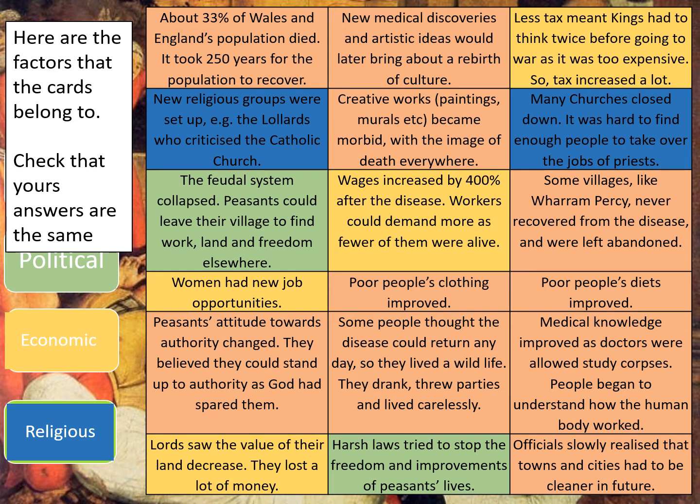Here are the factors that the cards belong to. Check your answers are the same as shown here on the board. Everything shown in orange is a social factor. Everything shown in green is a political factor. Everything shown in yellow is an economic factor. And finally, in blue, we have a religious factor.